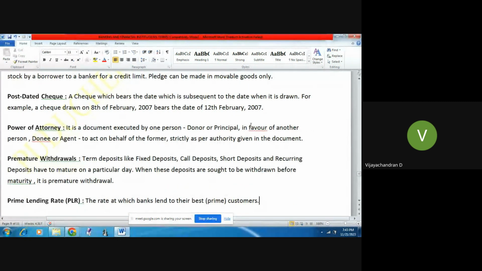Power of attorney means giving power to another person. You are giving rights to another person. Suppose you want to sell your land, you will give the power to another person, and that person will act on behalf of you, the landlord. So he is like a proxy. You can give the power to execute to another person. That is known as the power of attorney.